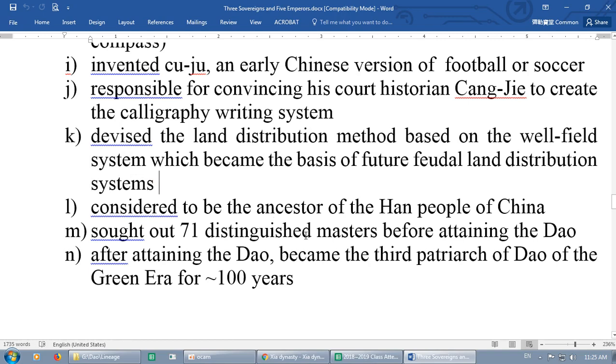So, very interesting. Now he's also considered to be the ancestor of the Han people. That's what they call Huangdi, that's his tribe. Also, one interesting story that is not well known, not found in a lot of historical texts, but only in the Tao.